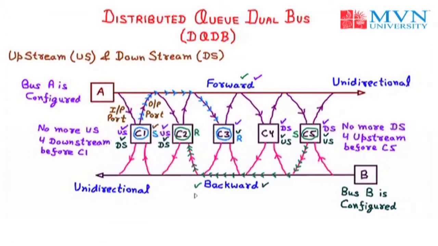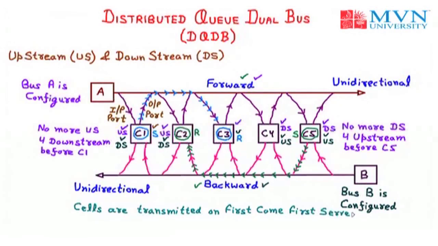So C5 must be aware whether C2 is at the left or right. So that means whether I have to use bus A or B will be the decision of the system, and the system decision will be based upon the direction, that is forward or backward. Well, the distributed queue is used to make sure that cells are transmitted on a first come first served basis. We also call this FCFS. So we can say that the cells are transmitted on an FCFS basis.